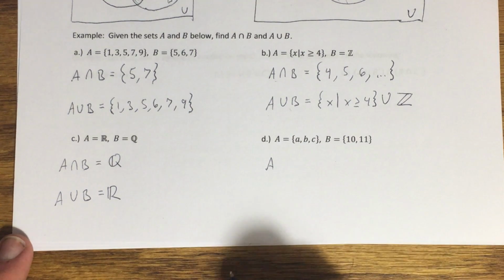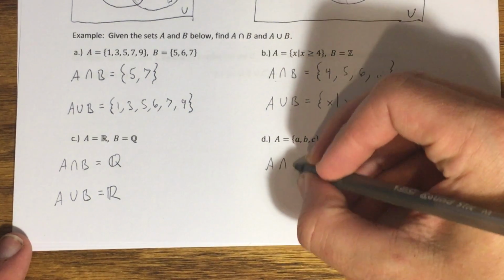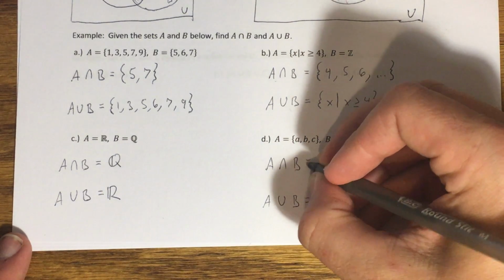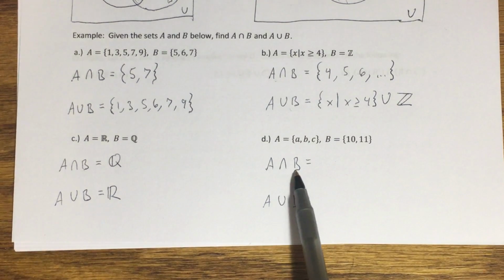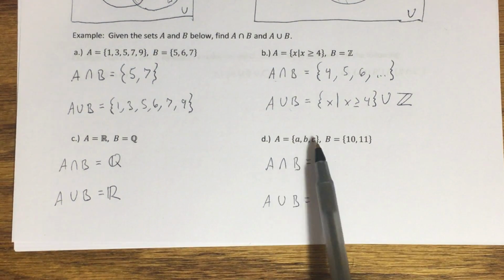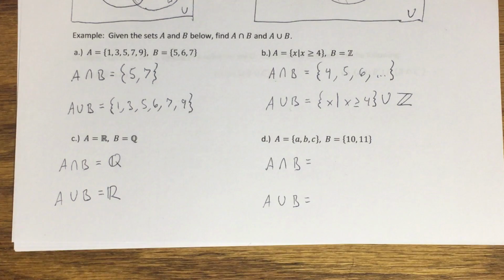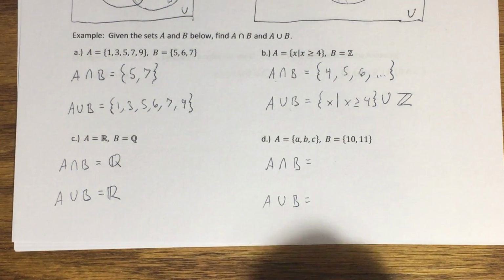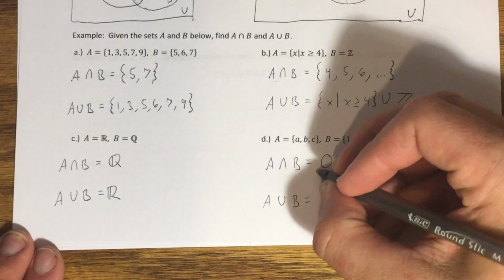Okay? Last example. Here, these two sets look very different. One of them contains letters, one contains numbers. What would the intersection and union of these two sets be? Well, notice in this case, if I'm looking for the intersection of A and B, I'm looking for what these two sets have in common, but they have nothing in common. They're completely non-overlapping. And so that means their intersection is the empty set.